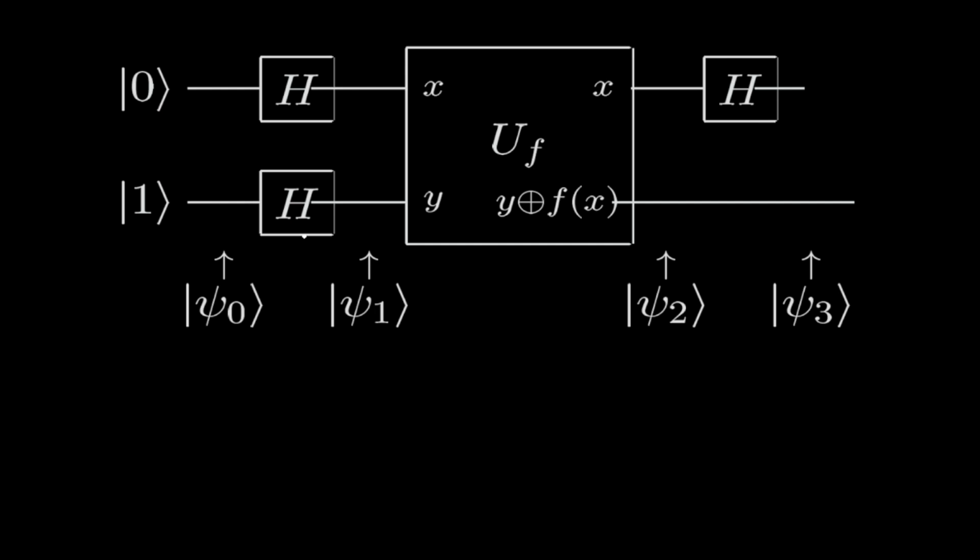The given quantum circuit is used to realize the Deutsch algorithm. This circuit is simplified by the four states psi 0, psi 1, psi 2 and psi 3. So let's evaluate each of these states. From the diagram, we can see that psi 0 is the tensor product of the |0⟩ state and the |1⟩ state. Therefore, psi 0 can be written as |0⟩ ⊗ |1⟩, which is equal to |01⟩.